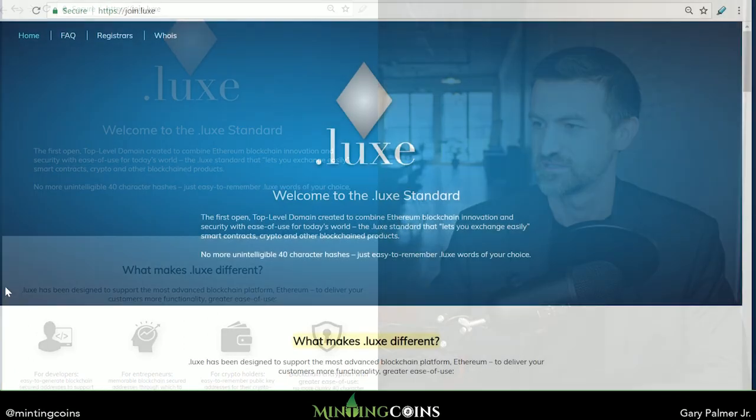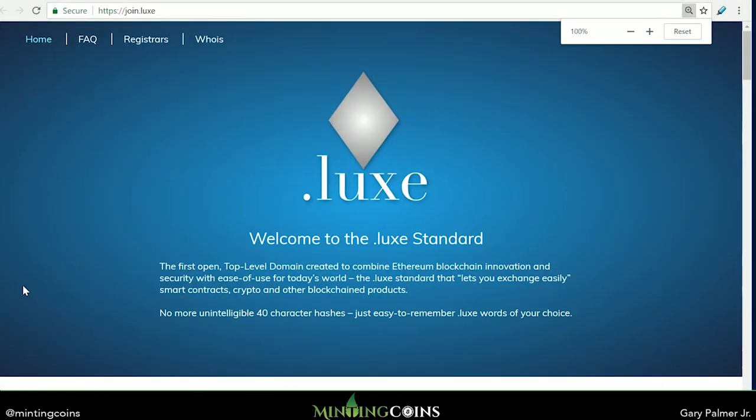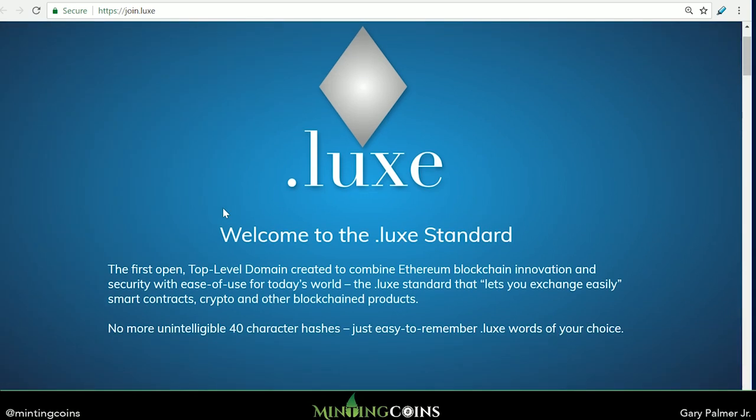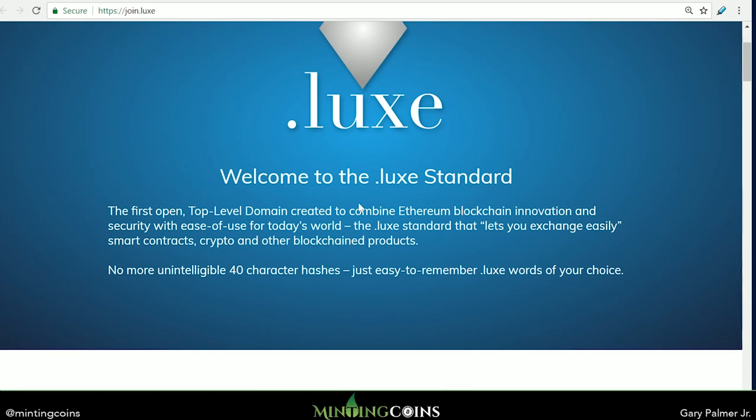So let's make this a little bit bigger. Let's dive in to get you guys some details so you know how this works, because the .luxe, whether you want to participate or not, they're going to be having a period of time where, if you have any .eth domains, you're going to be able to claim those in the .luxe system. So first off, who thinks .luxe is a horrible domain extension?